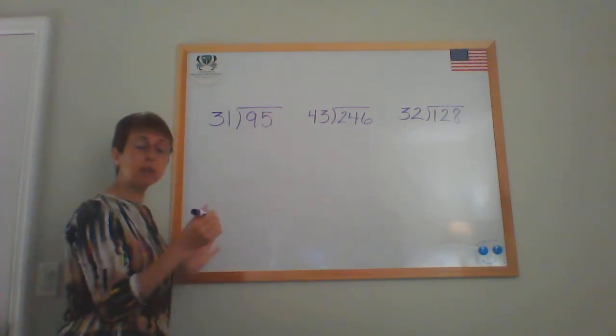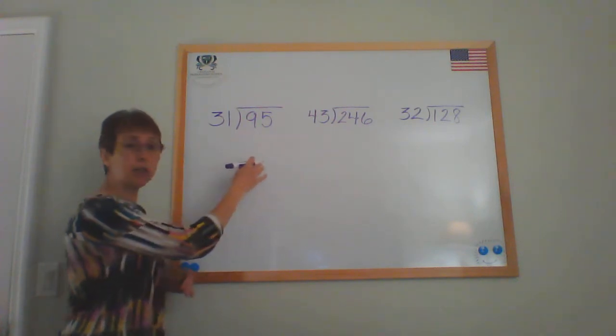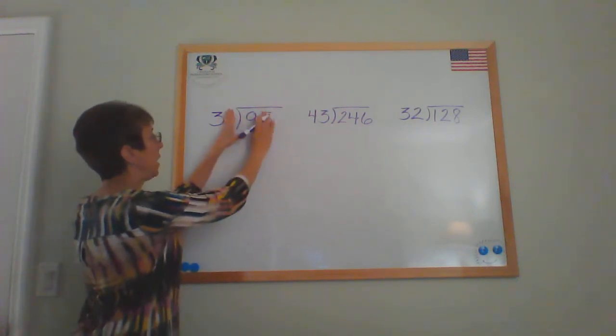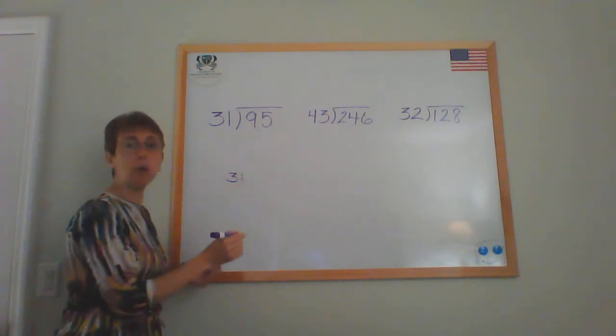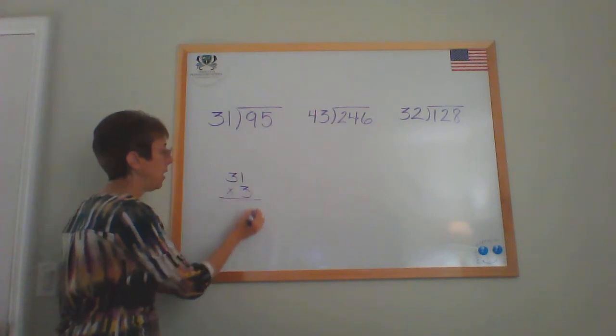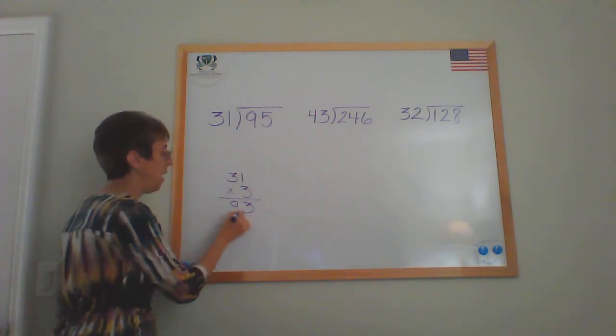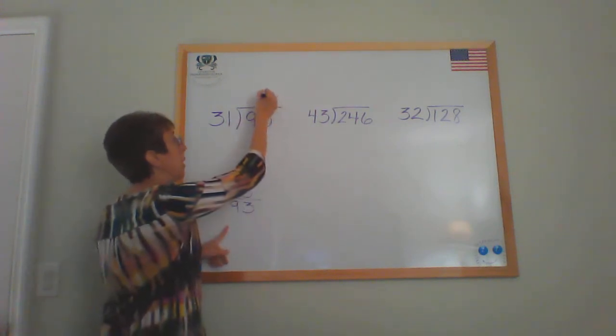So sometimes it's a good idea to say, well, I think I'm going to try 3, because I know that 9 divided by 3 equals 3. But I also need to know, what would 31 times 3 equal? So I work that out, and I see that 31 times 3 equals 93, so that'll work very well here.